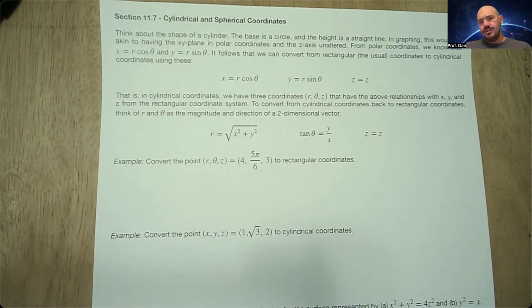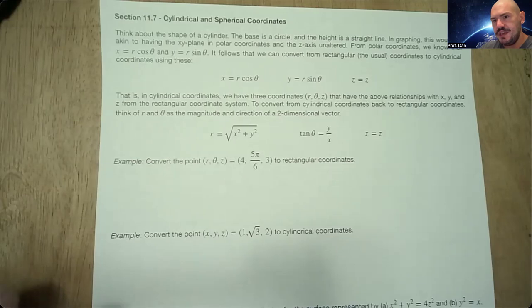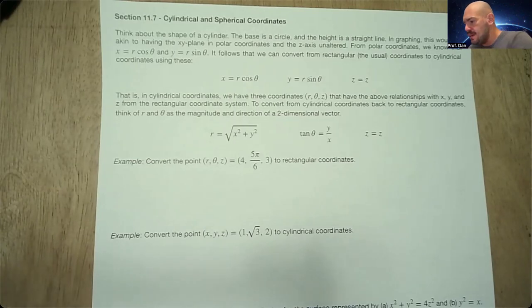We'll start off with cylindrical. So think about what the shape of a cylinder is. It's a circular base and a straight edge going up and down. If we think about this translated to a coordinate system, it's kind of like if we have an XY plane in polar coordinates, and our Z-axis is the same.